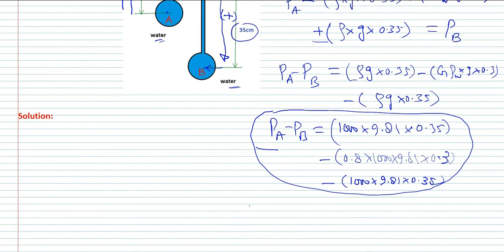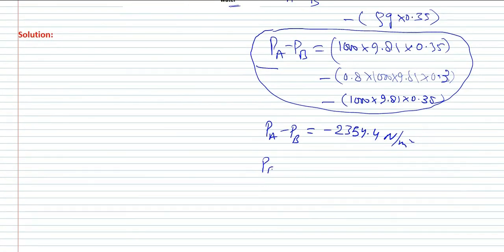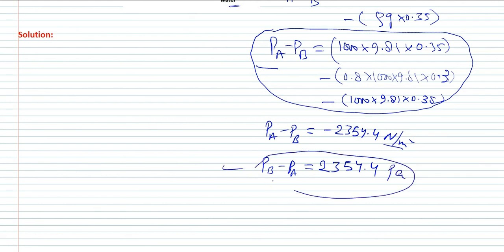Okay, I have solved this. I found PA minus PB equals minus 2354.4 Newton per meter square, or we can write PB minus PA is equal to 2354.4 Newton per meter square, which is pascals, right? So there we go, we found the pressure difference, right?